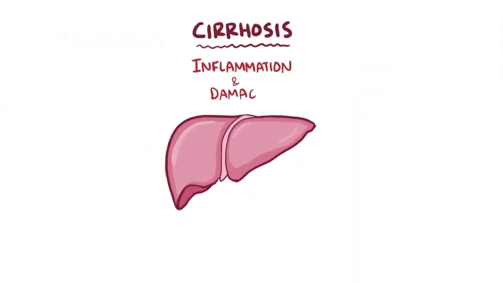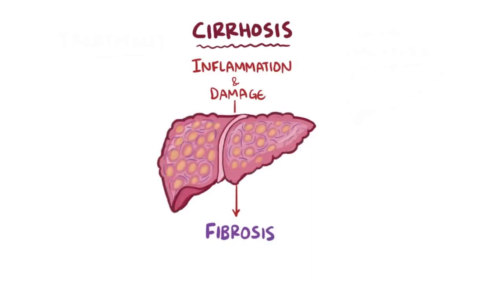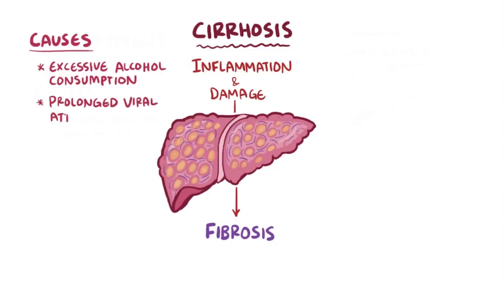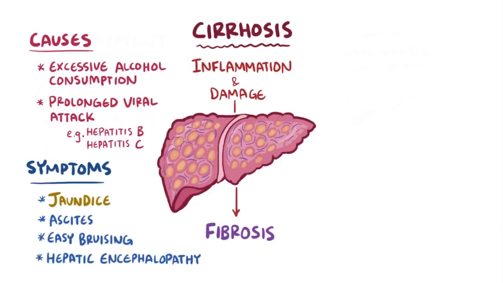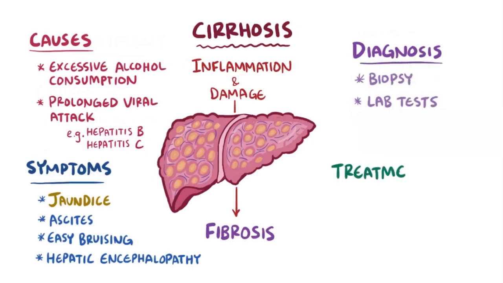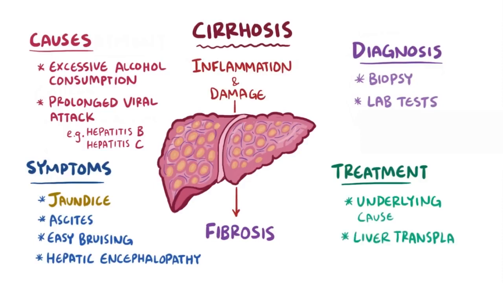Alright, as a quick recap, cirrhosis is when inflammation and liver damage causes the liver to become fibrotic and develop scar tissue. Causes include things like excessive alcohol consumption or prolonged viral attack, like from hepatitis B or hepatitis C virus. Over time, as the liver becomes less functional, symptoms like jaundice, ascites, easy bruising, and hepatic encephalopathy develop. Diagnosis is often done with a biopsy or through lab tests, and treatment for advanced cirrhosis is to treat the underlying cause, but sometimes a liver transplant is required.